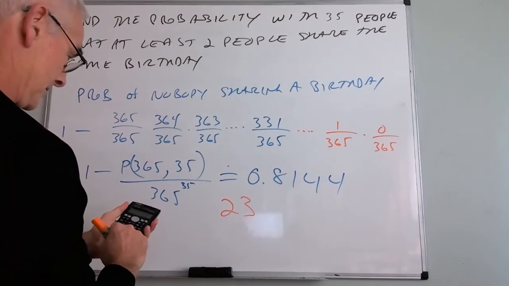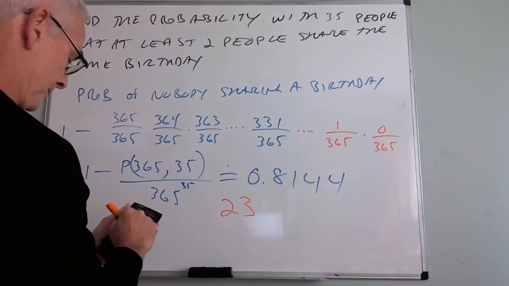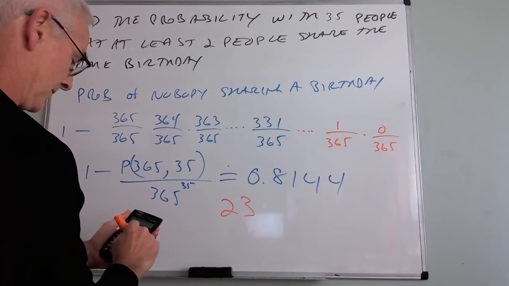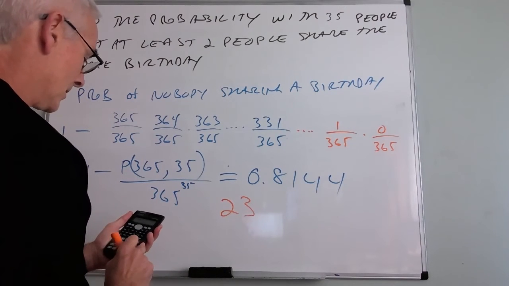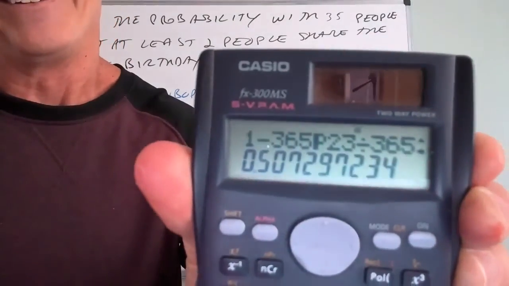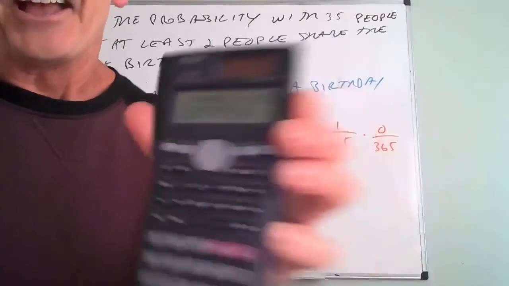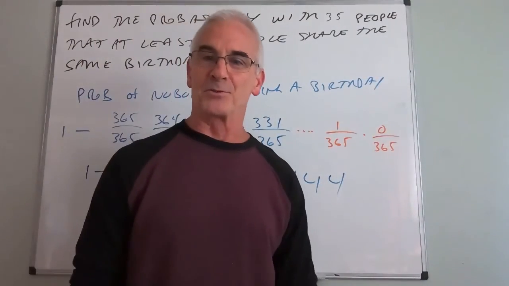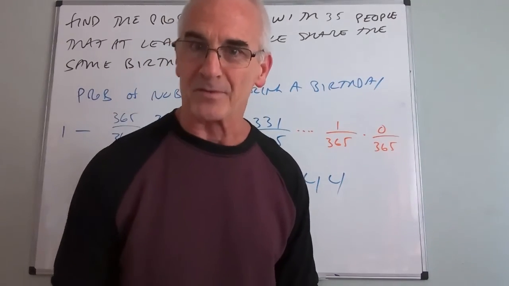1 minus 365 permutation 23 divided by 365 raised to the 23rd power. Isn't that crazy? If I have 23 people in a room, the probability that at least two of them have the same birthday exceeds 0.5.